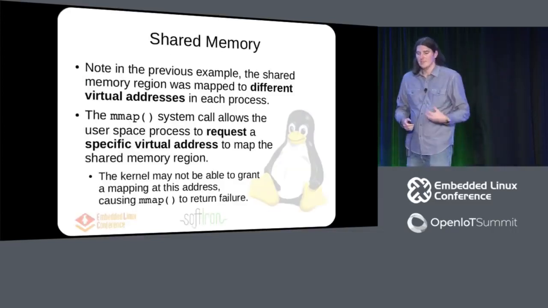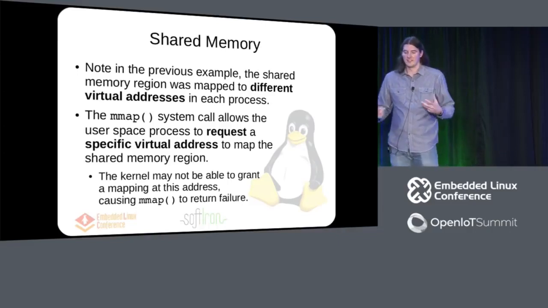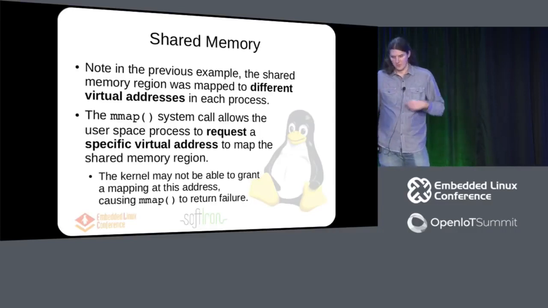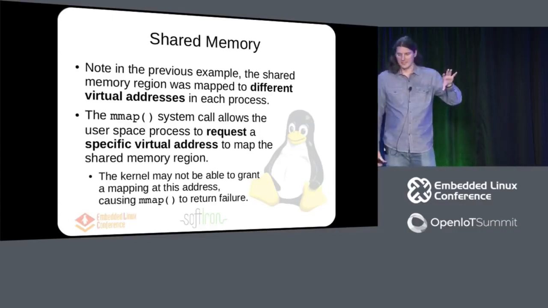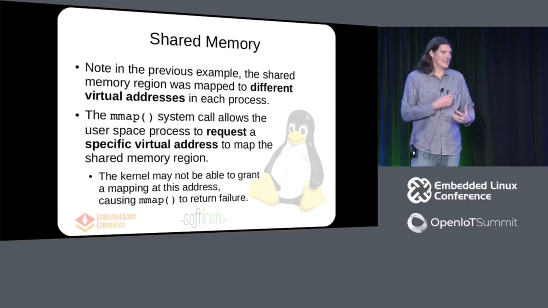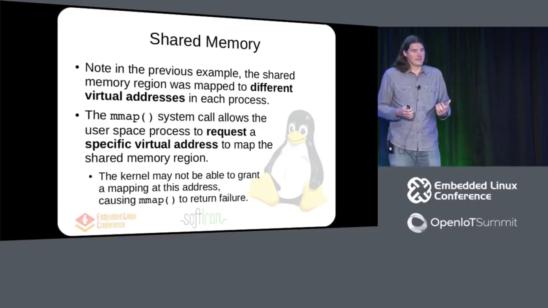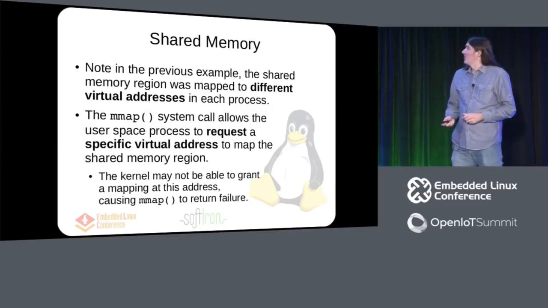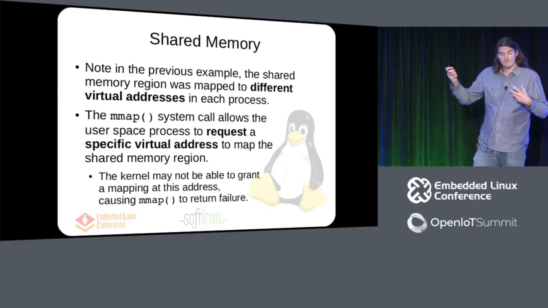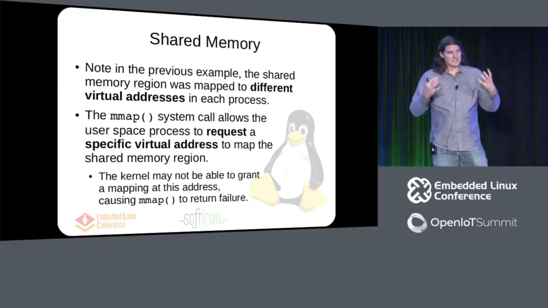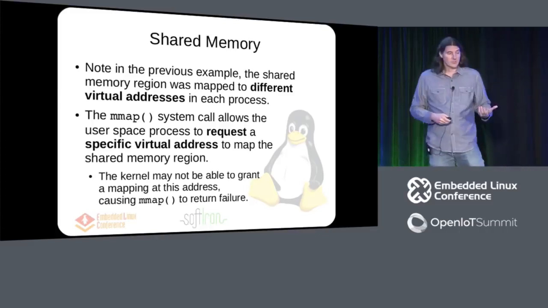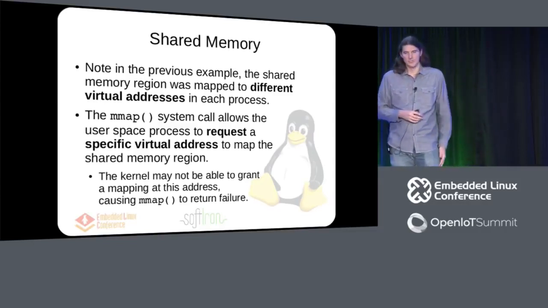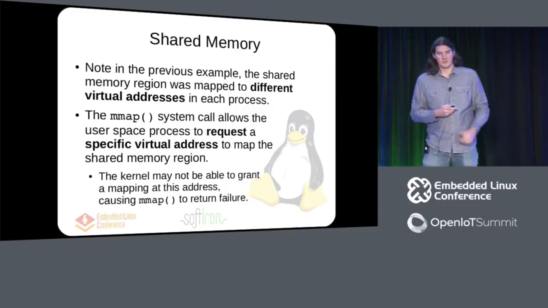Fortunately, the mmap system call allows us to request a specific virtual address to map a region of shared memory. The kernel will do its best to comply with your request, but in some cases, it can't comply. The reason would be that the virtual address is already in use by something else. So if you're going to use shared memory buffers where a specific address is required, typically you'll want to allocate and request those buffers early on in your program execution, before your memory map gets cluttered up with other things.